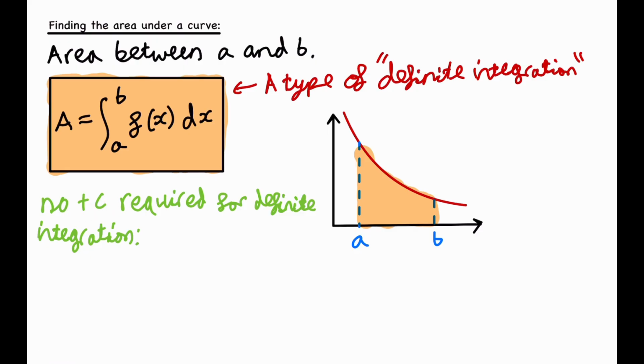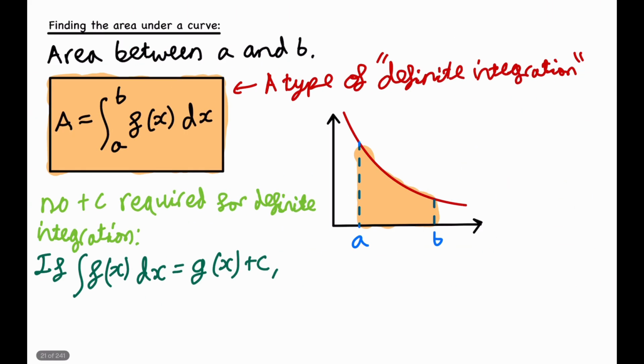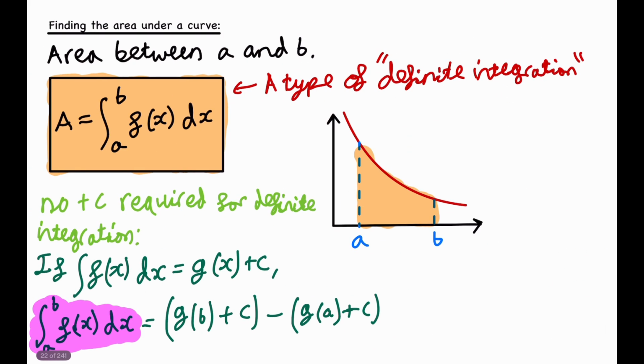No plus c is needed for this definite integration. So we won't add a plus c when we integrate this. And so how it works is that, say you integrate something like this and you get a plus c, then when you integrate with your limits, with this function like here, you have your b and your a. What it actually does is when you integrate f of x, you'll get g of x plus c, for example.